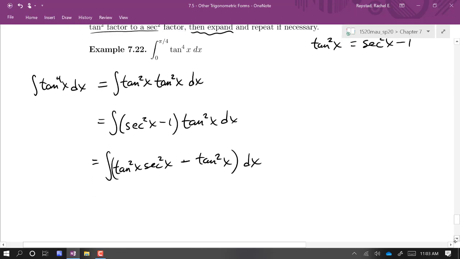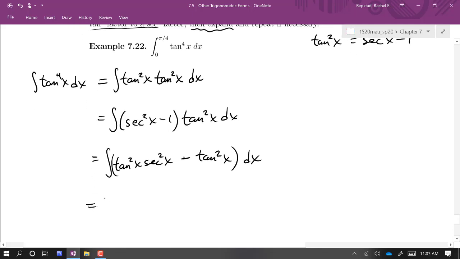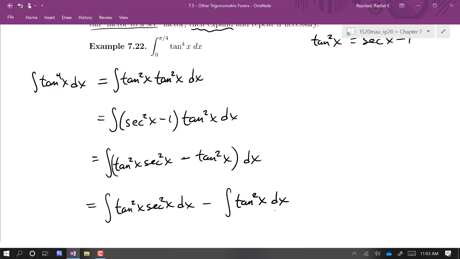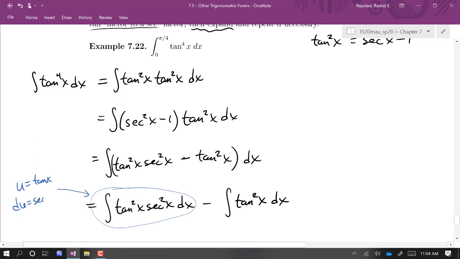We can split up an integral over subtraction. So I'm going to split this up. This is the integral of tan squared x secant squared x dx minus the integral of tan squared x dx. The benefit to splitting up an integral like this is that I can approach them separately. And for this first integral, tan squared secant squared, we can approach this because the derivative of tan is secant squared. So for this integral, we have a technique. We can let u equal tan x, so that du is secant squared x dx.